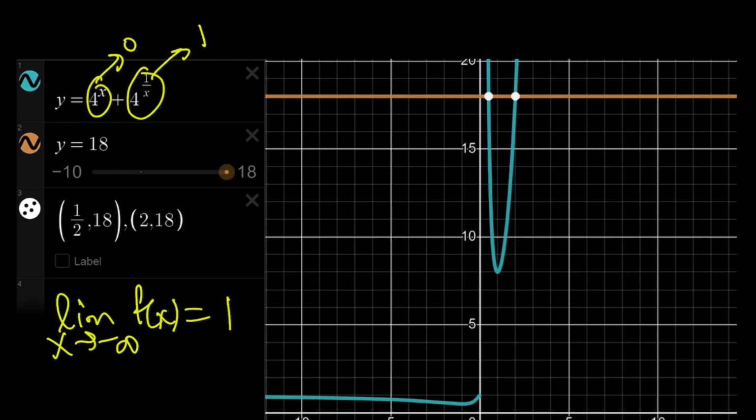So it's never going to intersect y equals 18, no way. But the positive piece is going to intersect at 2 points, and they're going to be 2 and 1/2. They're reciprocals. Is it always like that? Something to think about. And of course, if one of the values is a solution, the other one is also a solution.